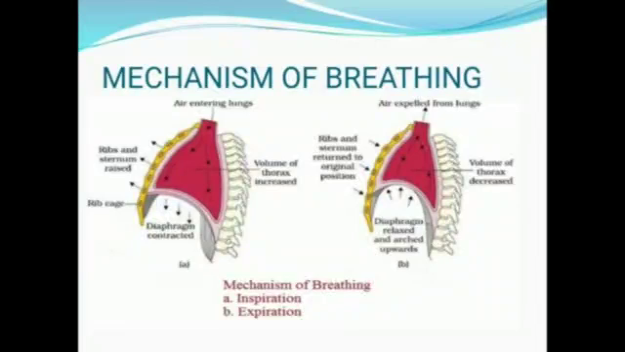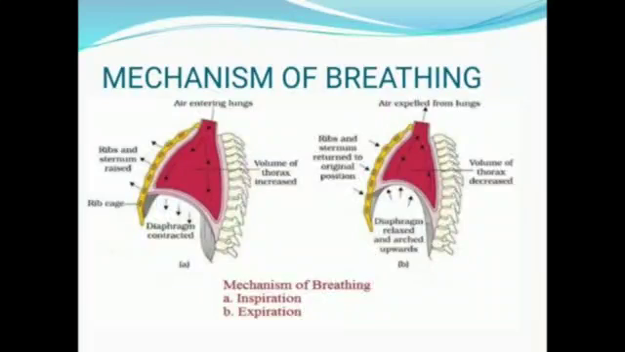One large muscular sheet is also there. This is called the diaphragm, and this forms the floor of the chest cavity. So breathing involves two things, inhalation and exhalation. Breathing involves the movement of the diaphragm and the rib cage.